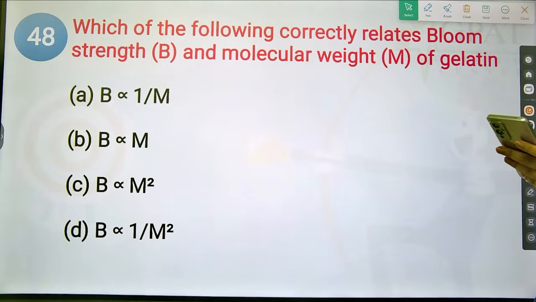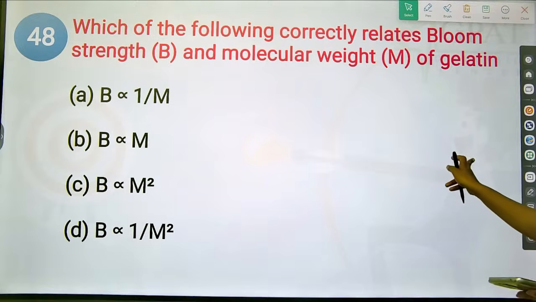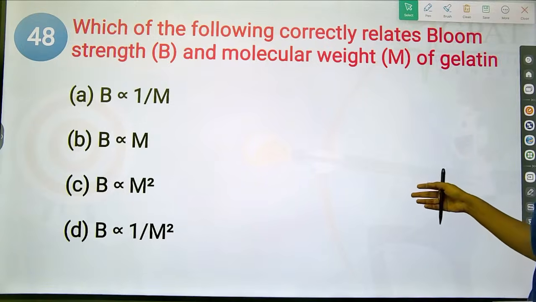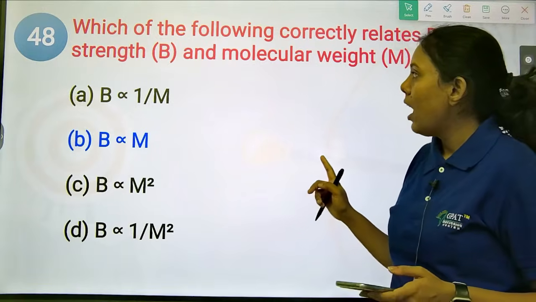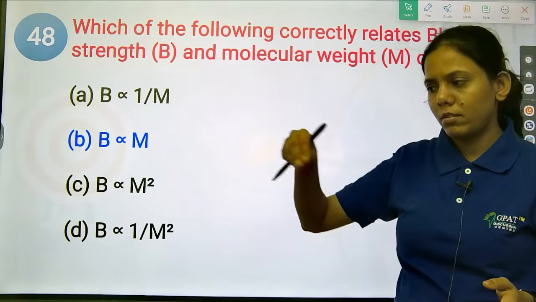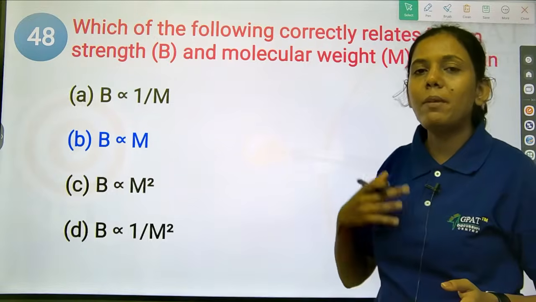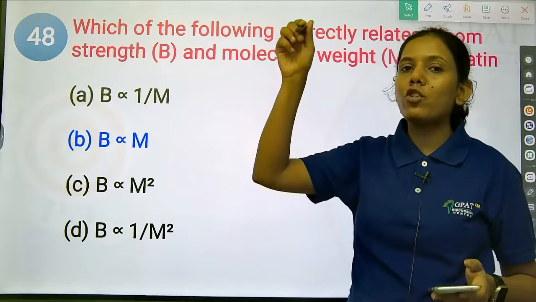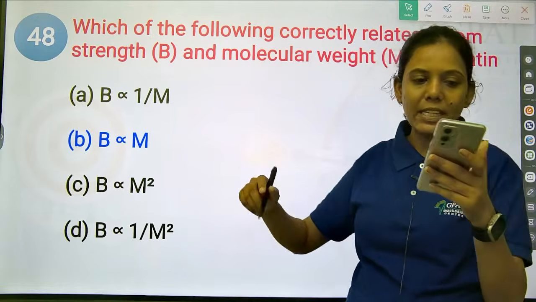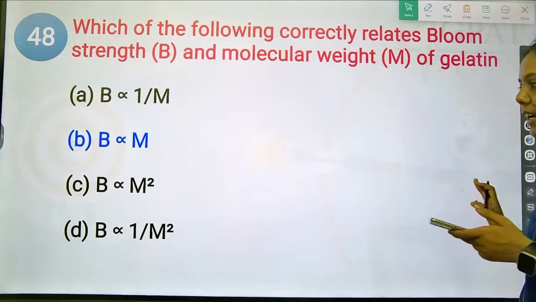Yeah, it will retard. They are asking increase. I will see that question again. Wait. So it is directly proportional, as I told you. Higher the molecular weight of the gelatin, higher will be the gelatin molecules present, more cross-linking will be there. So you will require a higher amount to make sure that the plastic plunger will go deep inside. So very good, option A is the right answer.